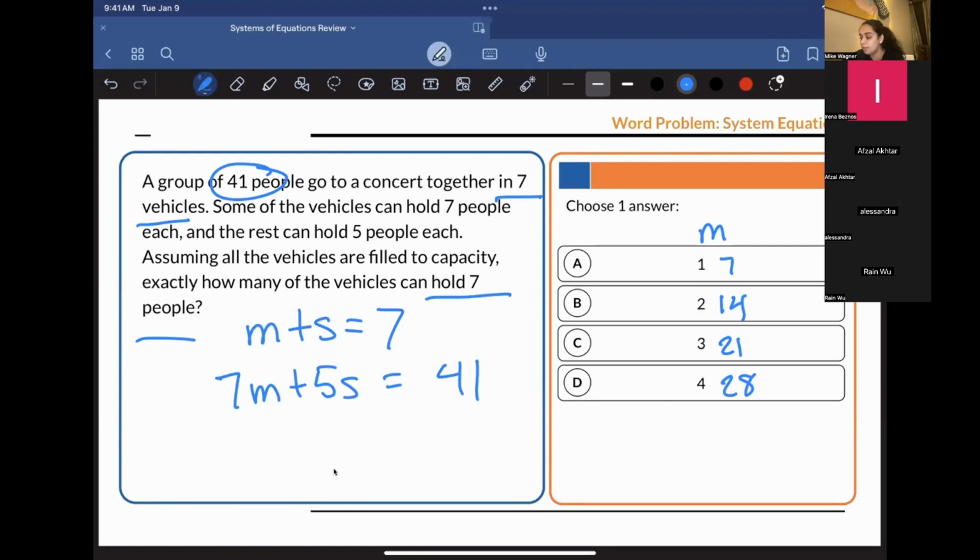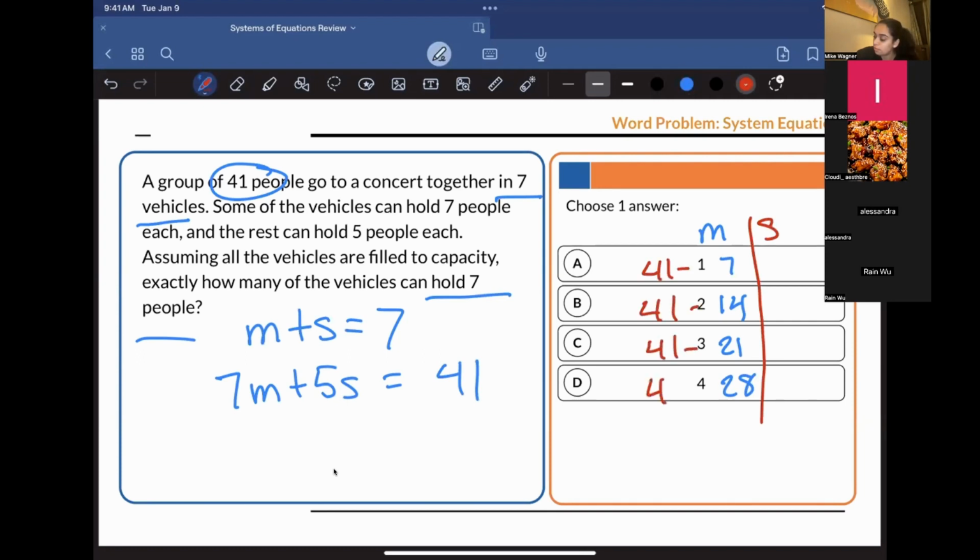If we have 2 minivans, we have 14 people going in the minivans, and the same for 3 minivans, 21, and 4 minivans, 28. Then what I do is I take S and I check for S. Since 41 minus 14 is 27... and for the first case, 41 minus 7 is 34. That means 34 people are going in sedans.